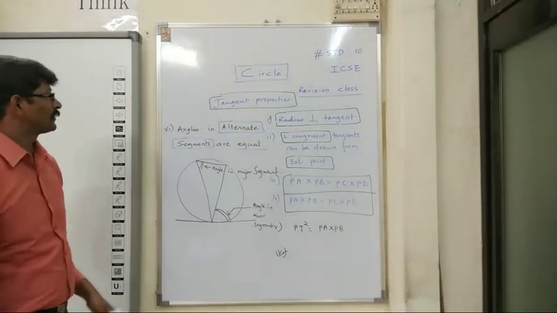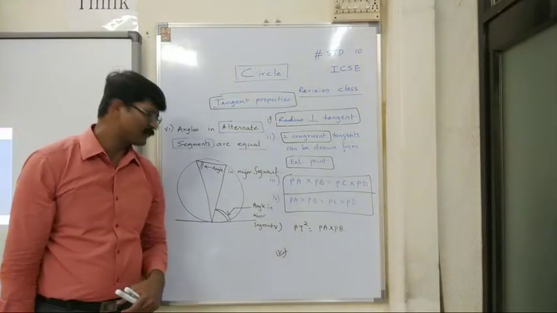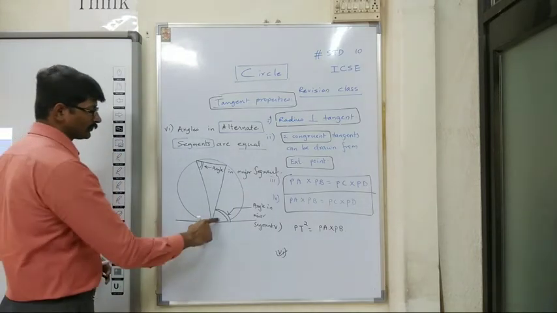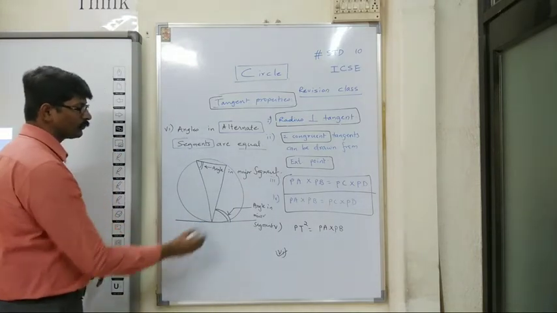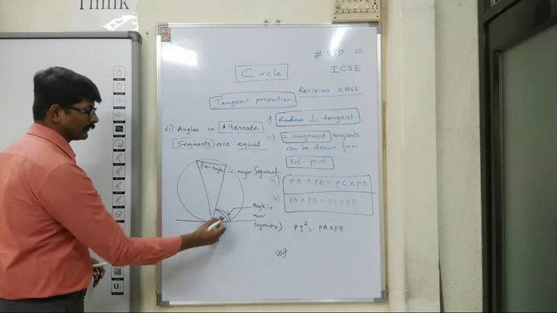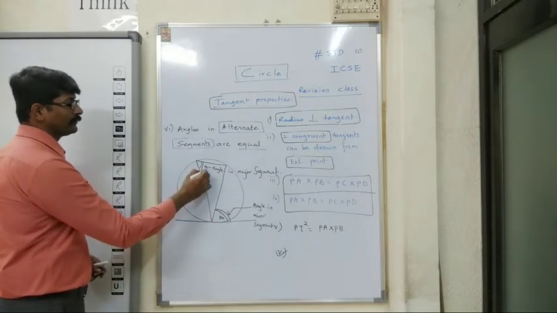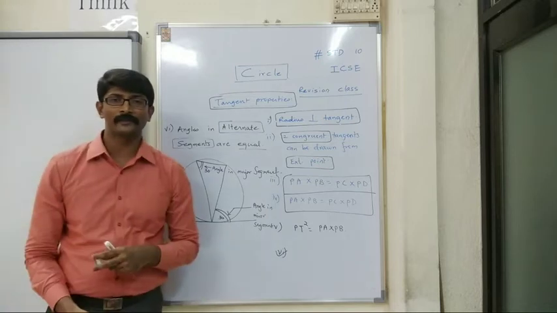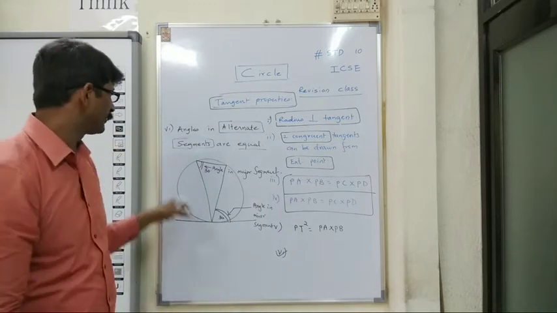Someone is asking, sir, can you give the proof for this? Surely I can give this proof. It's really simple. Suppose we have these angles, let's say 30 degree. So even these will be 30 degree. And why will that angle be 30 degree? We have to prove this by similarity.